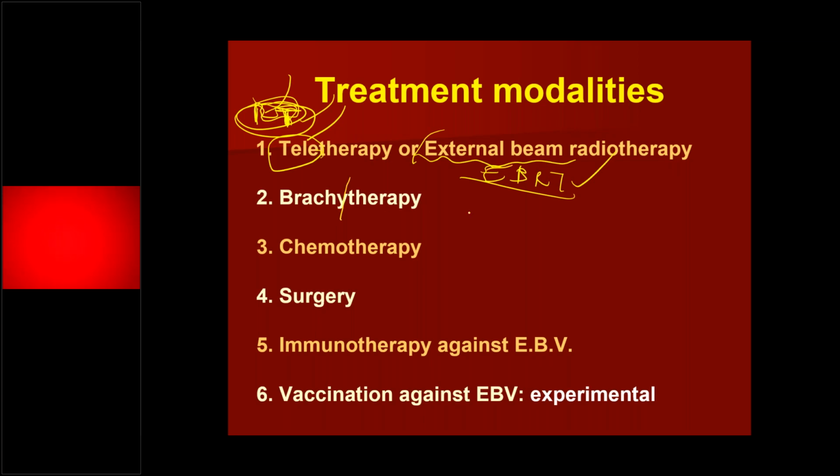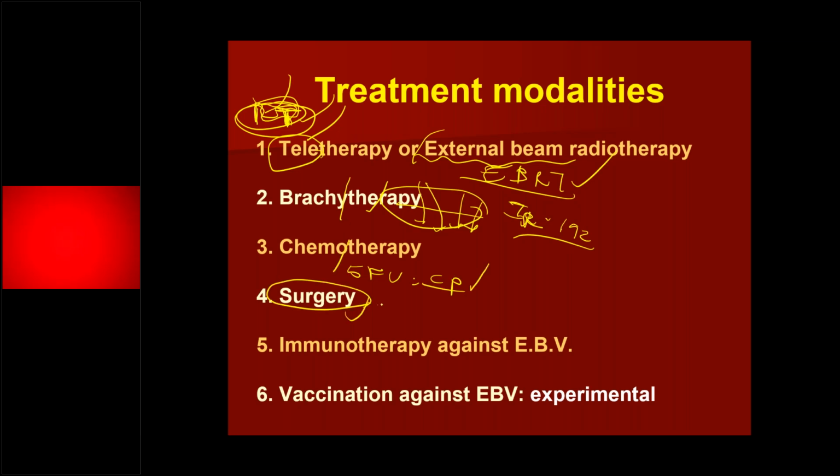Next, brachytherapy. You are putting implants inside the cavity itself, inside the tumor itself. It is called brachytherapy, like iridium 192. You will put iridium 192. Chemotherapy is with 5-fluorouracil and cisplatin. These are the drugs that you give for chemotherapy.